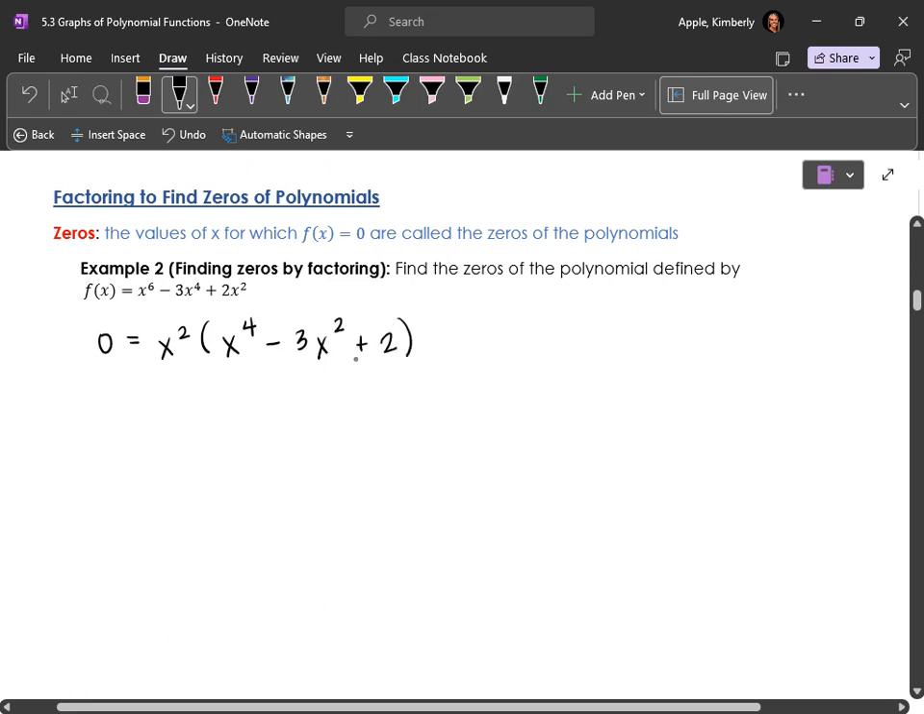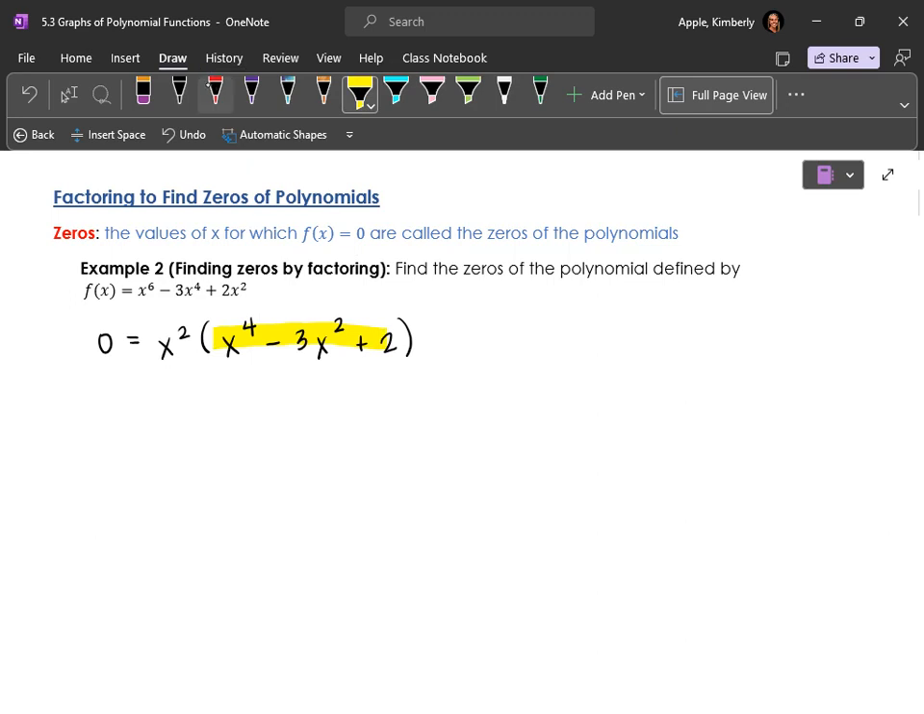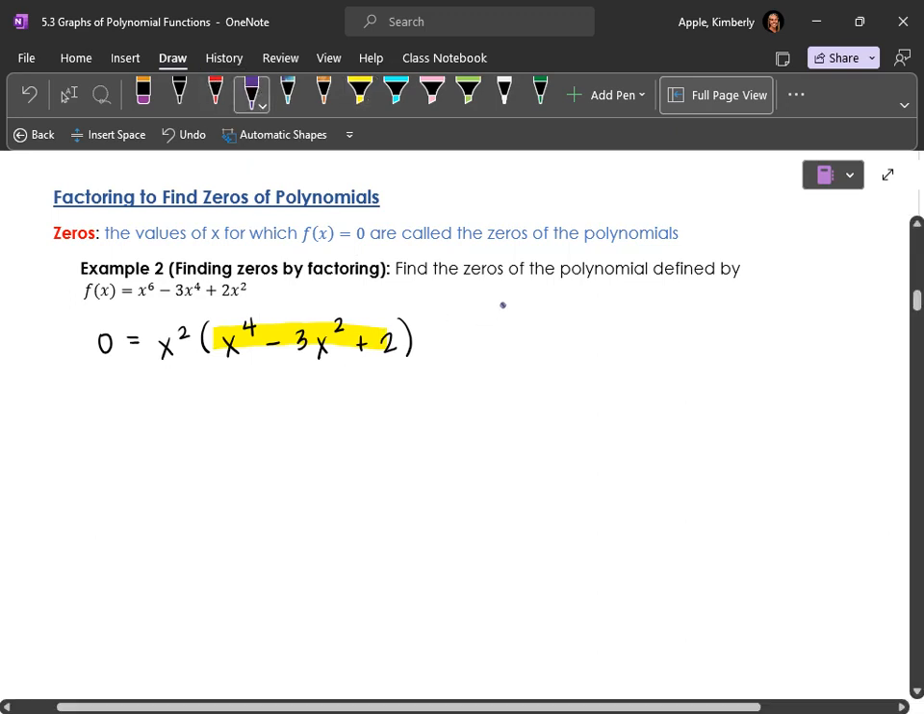And then this resulting quartic I can factor as a regular quadratic trinomial because I've got this 4-2-0 pattern in the powers. So I can factor this, and I'll do that with the normal methods. I'm looking for two numbers that multiply to 2 and add to -3. And so that'll be -1 and -2.